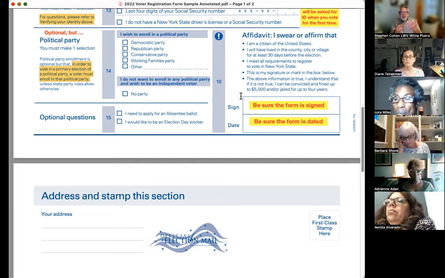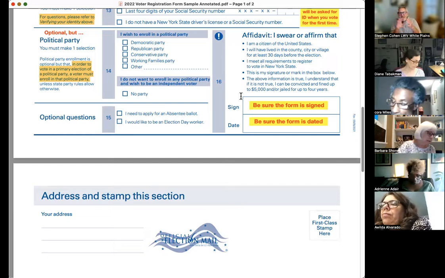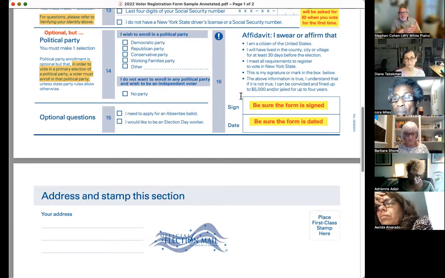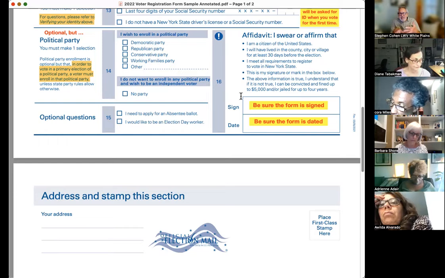Again, this is all very complicated, right? One must apply for an absentee ballot, and one must give a reason why that individual wants an absentee ballot. This time around, COVID is a valid reason for requesting an absentee ballot.